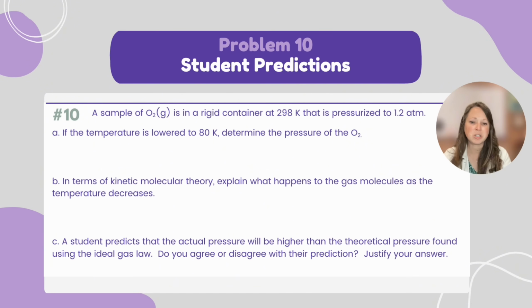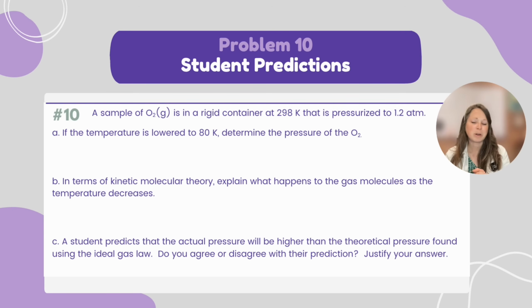In part B, I have, in terms of KMT, kinetic molecular theory, explain what happens to the gas molecules as the temperature decreases. So what is temperature, right? Temperature measures the average kinetic energy of molecules. So the higher the temperature, the higher the kinetic energy of those molecules and the faster they're moving. So as the temperature decreases, there's a decrease in the average kinetic energy. As molecule motion slows down, I will expect that there are fewer collisions with the sides of that container. Therefore, the pressure is going to decrease. So kind of thinking through that.